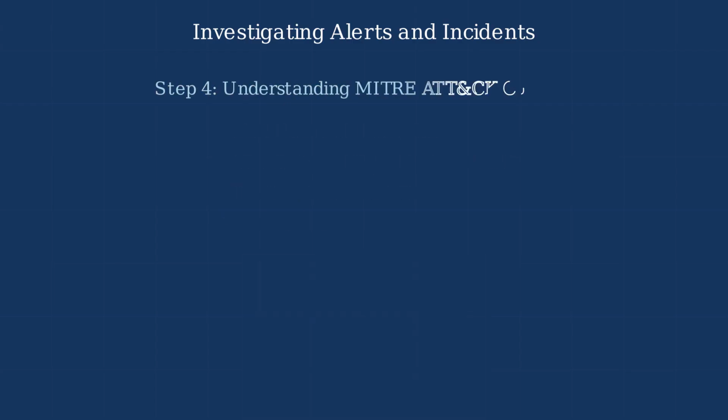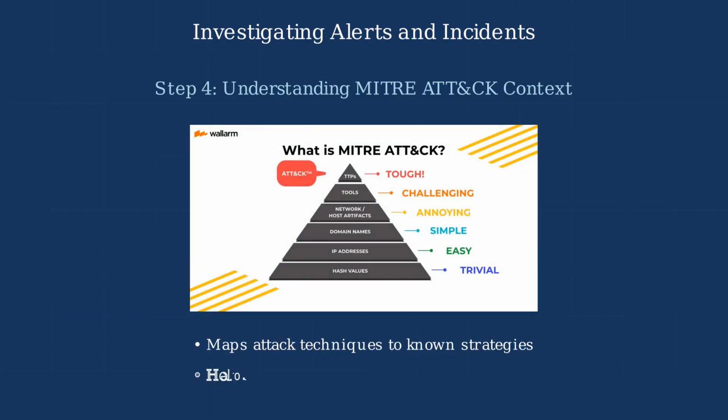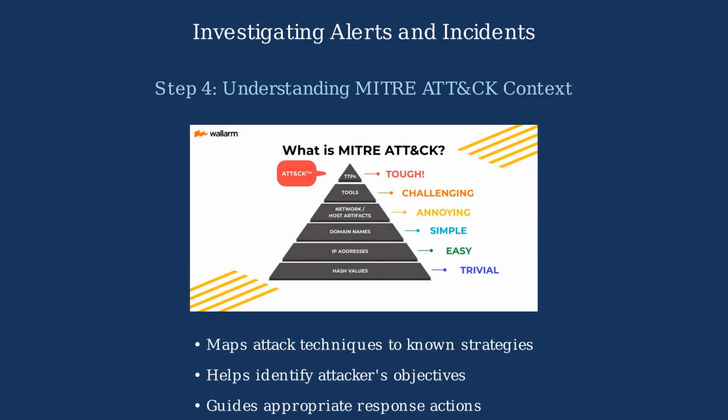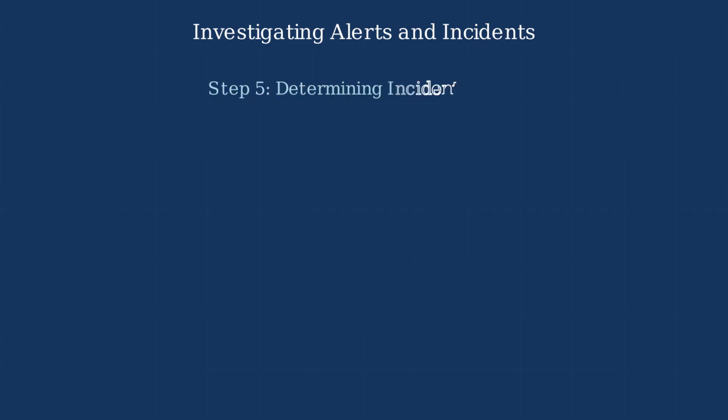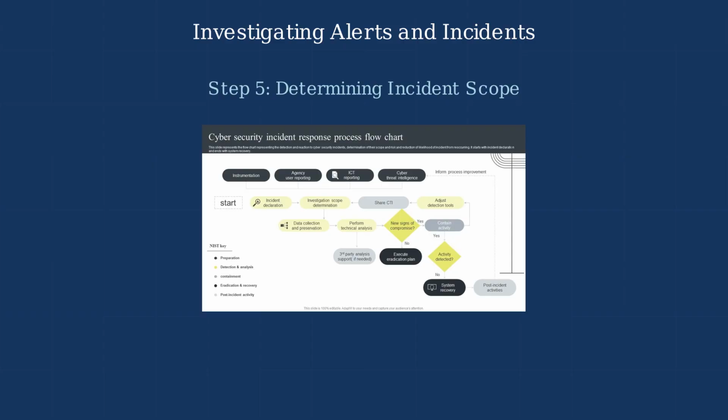Defender for Identity maps alerts to the MITRE ATT&CK framework, which classifies adversary tactics and techniques. This helps you understand the attacker's objectives and behavior patterns. After identifying an attack, determine its scope by following a structured incident response process. This involves gathering evidence, analyzing affected systems, and understanding the full extent of the breach.